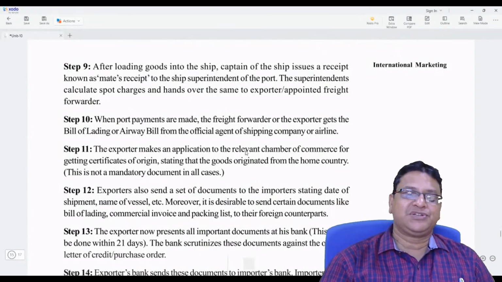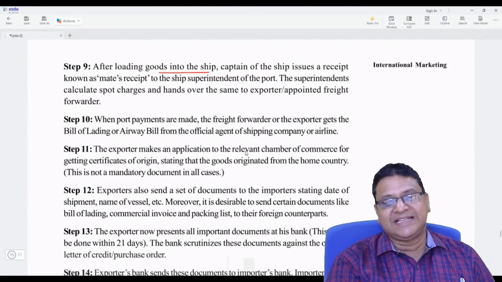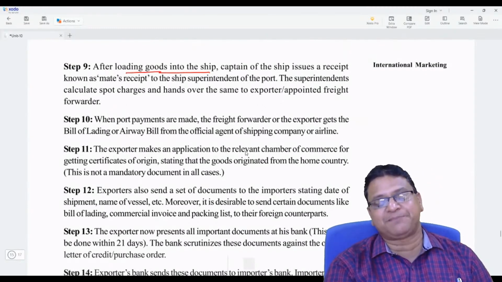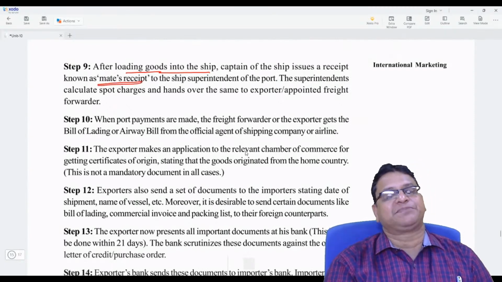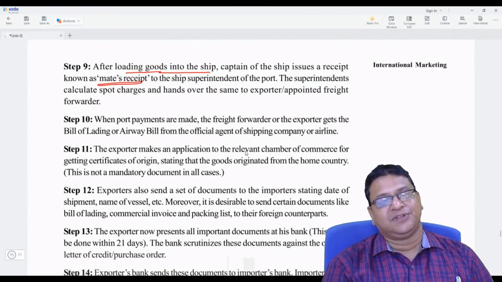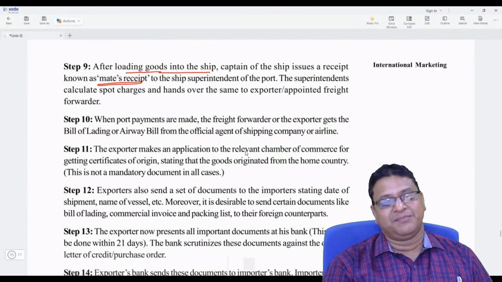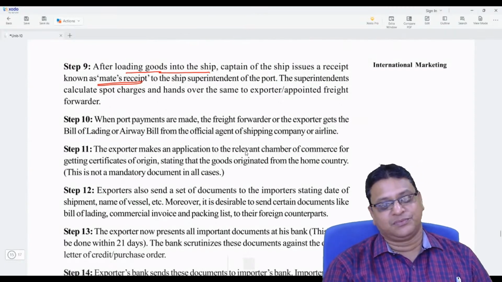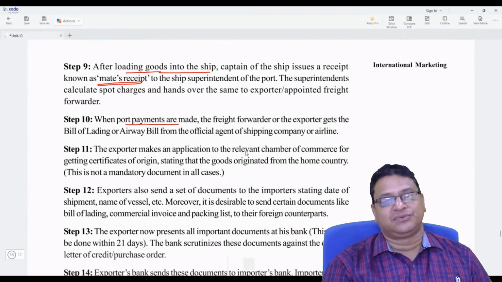Then once you get the shipping bill, you will load your goods in the designated ship. Once you load your goods in the designated ship, you get one receipt. That receipt is the mate's receipt. You get the shipping bill, then you get the mate's receipt. The mate's receipt is generally given by the captain of the ship where you load your goods. Then you pay the port dues.